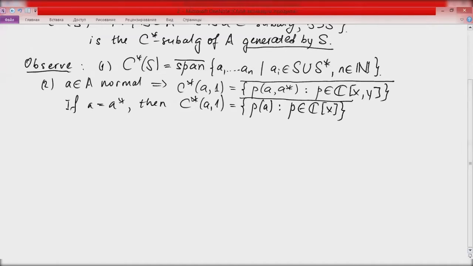Okay, now we have the following theorem about the existence of continuous functional calculus. Suppose that A is a unital C-star algebra, and little a is a normal element of A.